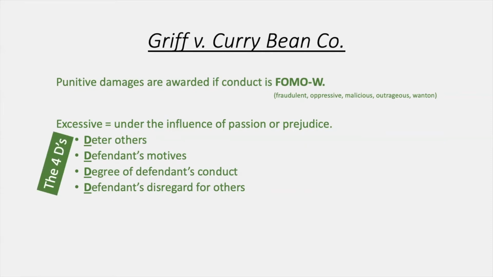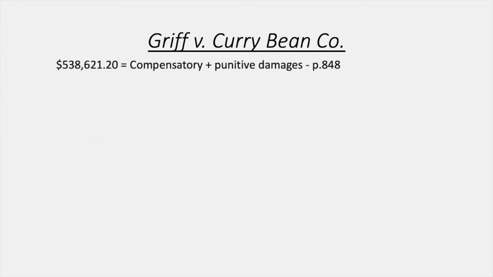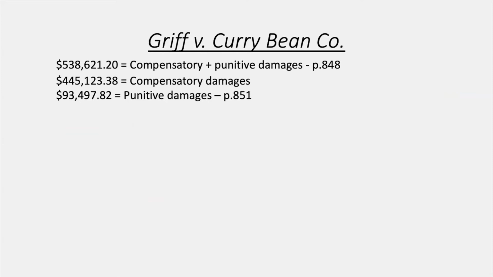Another side rule that showed up that's good to remember is to recover for punitive damages against a corporation, which is what we're dealing with here, Curry Bean Co., one must show that an officer or director participated in or ratified the conduct underlying the punitive damages award. But the big issue here that I wanted to discuss is whether the defendant's wealth should also be a factor. We had the compensatory damages of over $500,000. And then we had the punitive damage award, which was $93 plus $1,000, which means our compensatory damage award was about $400,000 plus.